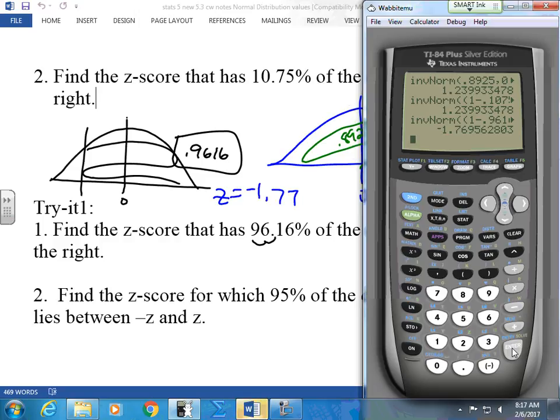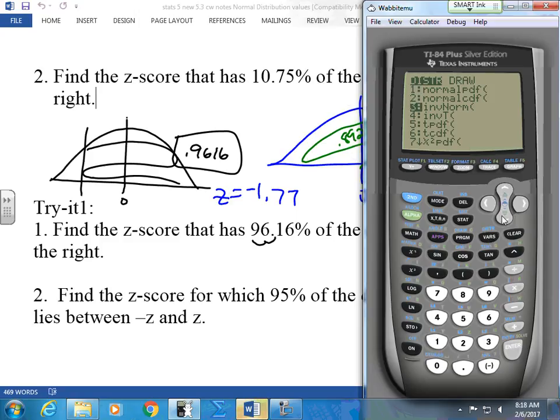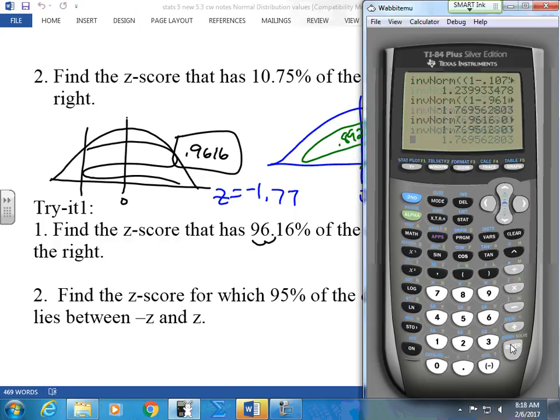Now, say I make my sketch. I know my z-score has to be negative, but I come here, and when I get to inverse norm, I just put in 0.9616, because I'm thinking area, big chunk of area. I come down here, I paste, and look what I get, 1.77. How did I get 1.77? I really wanted the negative. Why did I get 1.77? I didn't subtract it from 1.